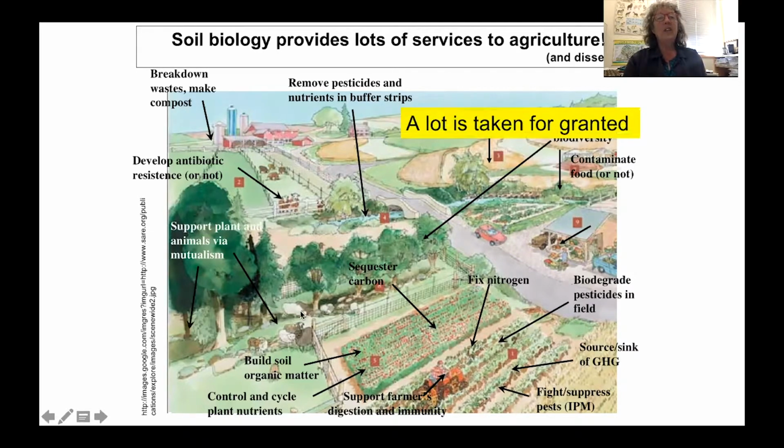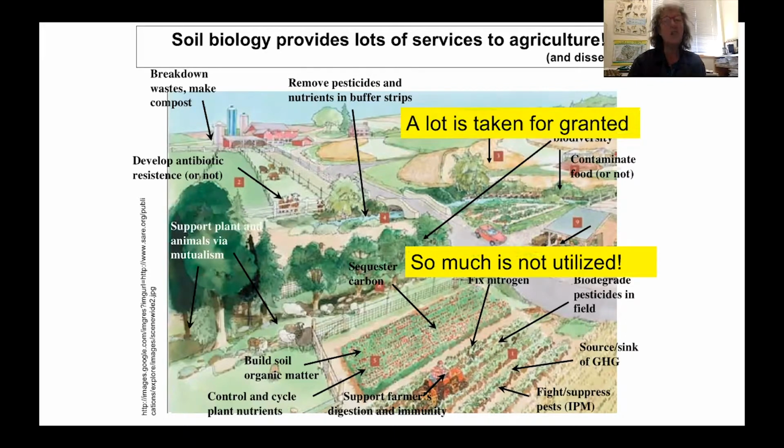A lot of these services that microorganisms provide are taken for granted. We don't ever think about it. And in addition, so much of the potential for microorganisms to contribute to agriculture is not utilized as a function of choices we make for how we manage agricultural systems. So there's way more they could be doing. And it speaks to why it's really important for us to have a better understanding of all these things that microorganisms can do, and thinking for how we can partner with them to improve how we manage agriculture.